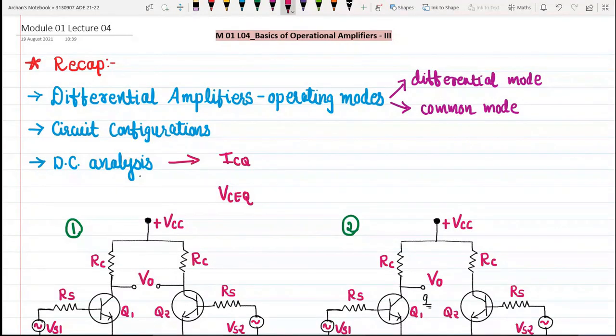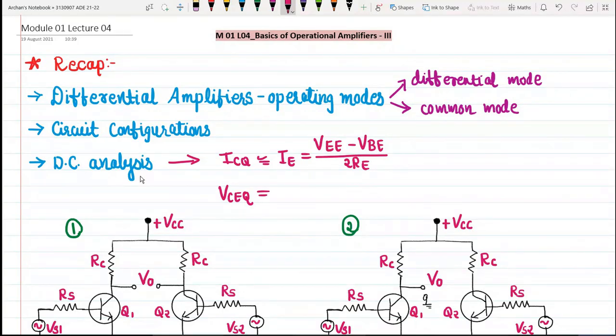Okay, then we have applied some Kirchhoff's laws to get the desired values of ICQ and VCEQ. So ICQ, or you can also call it emitter current IE, is equal to VEE minus VBE divided by 2 times RE. Okay, this was the equation which we have derived.